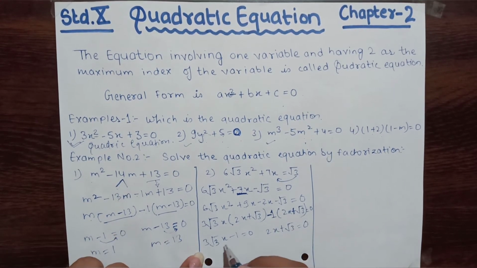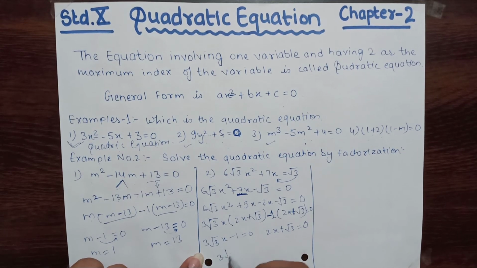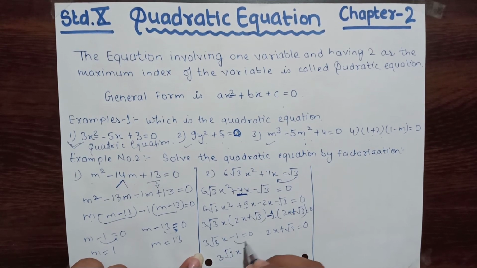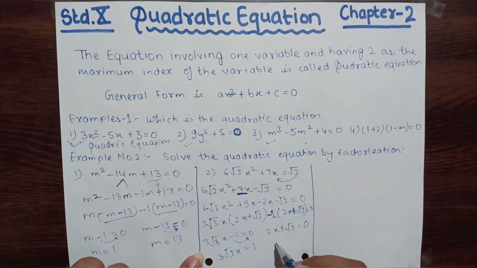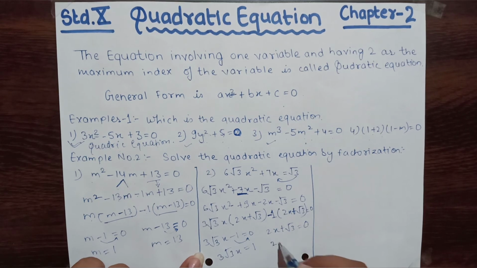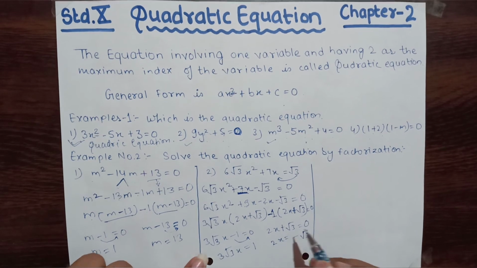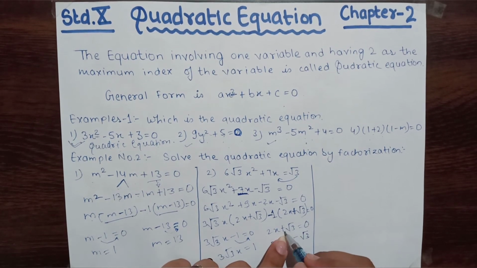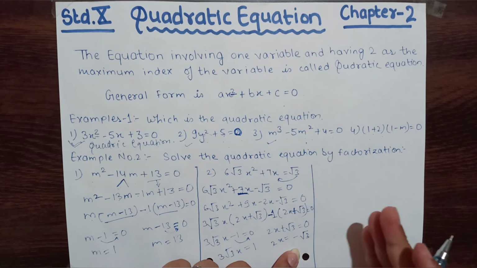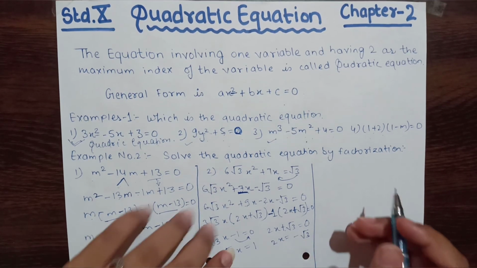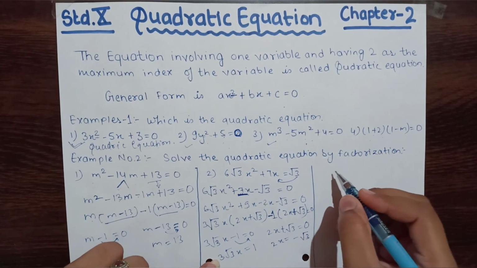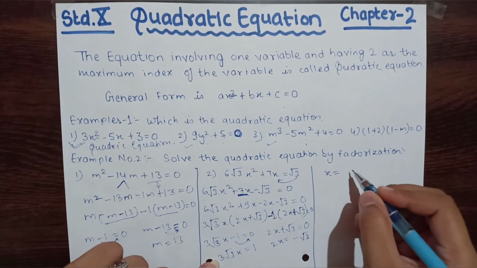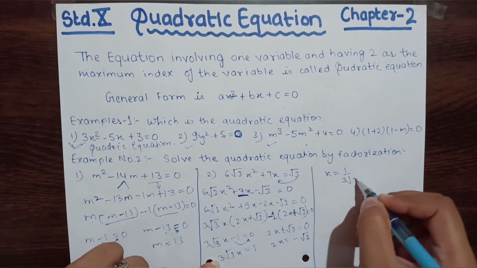Then after that what we'll write, 3 root 3 x, and this 1 will go over here. So this is 1, and after that here 2x is equals to minus root 3. Why it become minus? Because here this root 3 is in the plus. So when it will go in the next side it will become minus. So after that what we will write? We will convert it into x form. So here x is equals to 1 upon 3 root 3.